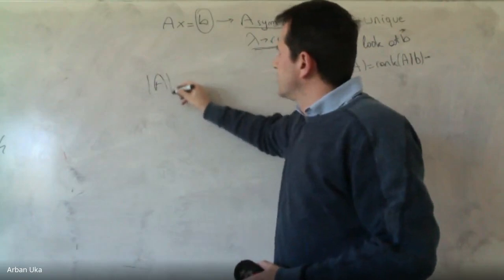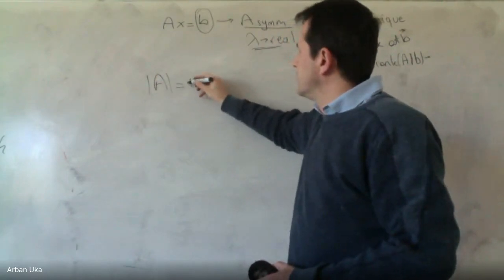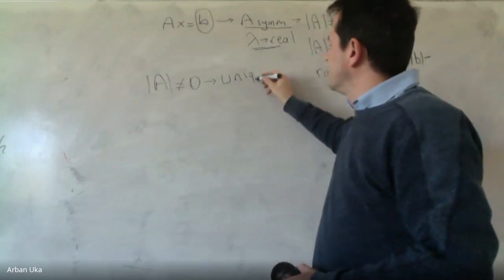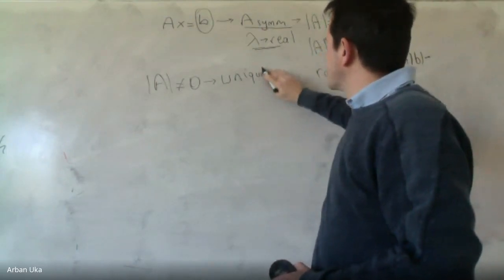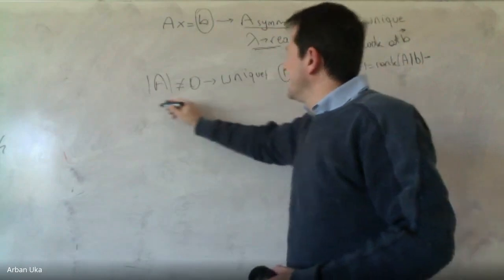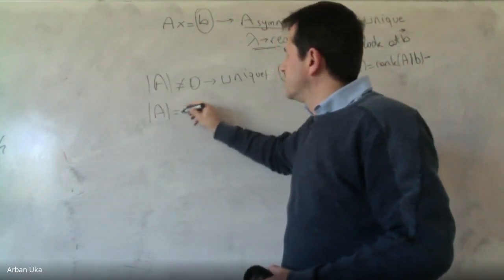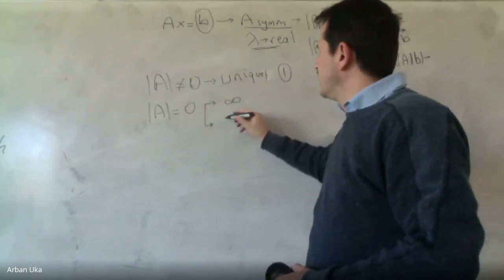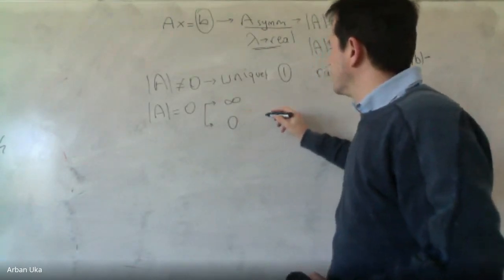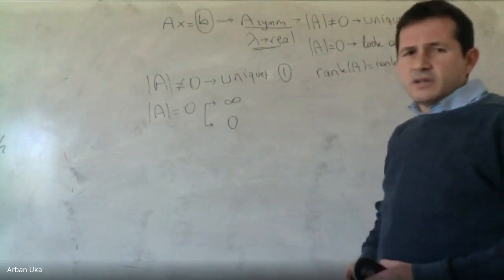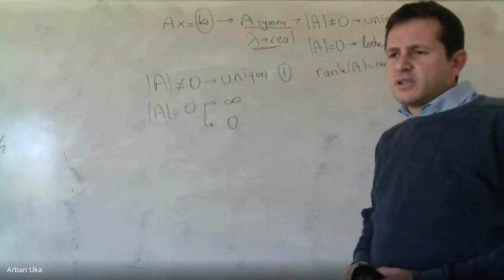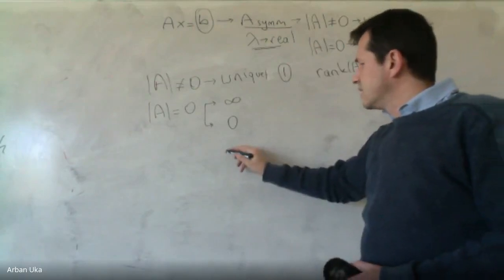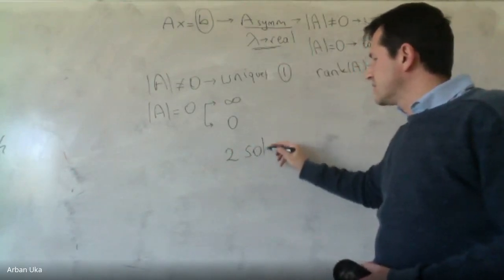So we say that the determinant of A is different from 0. That's good, we have a unique solution. So the number of solutions is 1 actually, okay? If the determinant of A is equal to 0, we have an infinite number of solutions, or we have 0 solutions, no solution, okay? So we can ask a question: is it possible for a linear system AX equal to B to have exactly 2 solutions? Can you answer this?